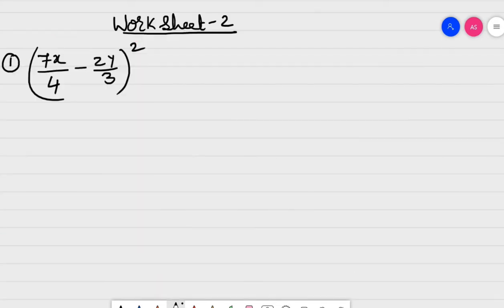Children, come on, let us solve few questions from here. See, the first question is 7x by 4 minus 2y by 3 whole square. Now children, we have to use identity 2 to solve these questions. You can see here, if you consider this part as A and this part as B, this is nothing but the identity A minus B whole square. Now let us use the identity A minus B whole square. Wherever we are getting A, we have to use 7x by 4, and wherever we are getting B, we shall be using 2y by 3.